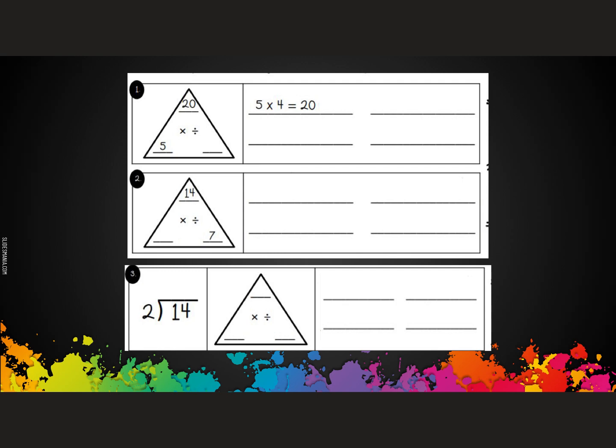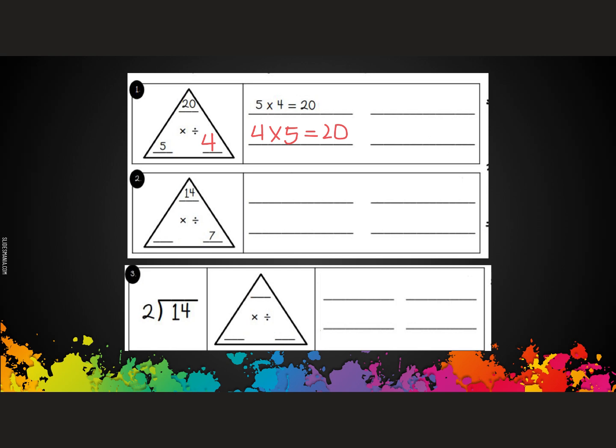All right, friends, we're ready to get started on the next page. The next page starts with some fact families. Fact families are numbers that go together. They are related. In this first example, we have the number 5 times 4 equals 20. So in our triangle here, we have the 5, and we need a 4 equals 20. 5 times 4 equals 20, which also means that 4 times 5 equals 20.